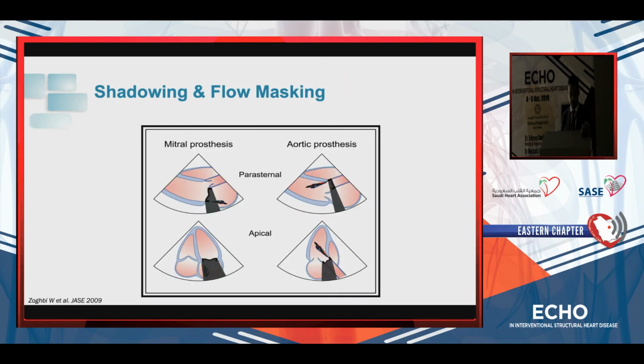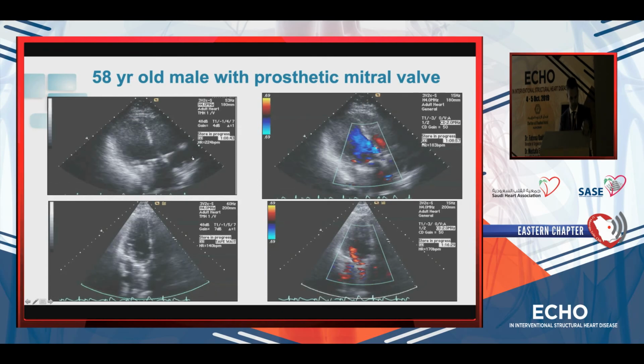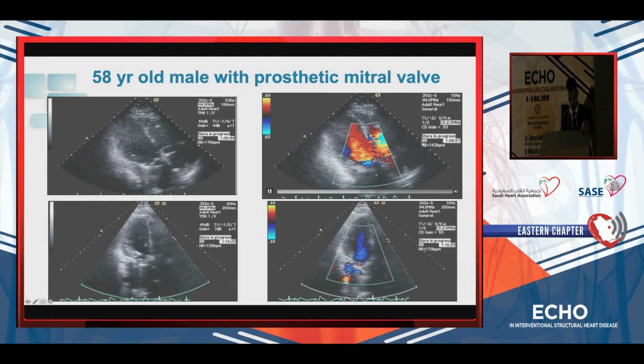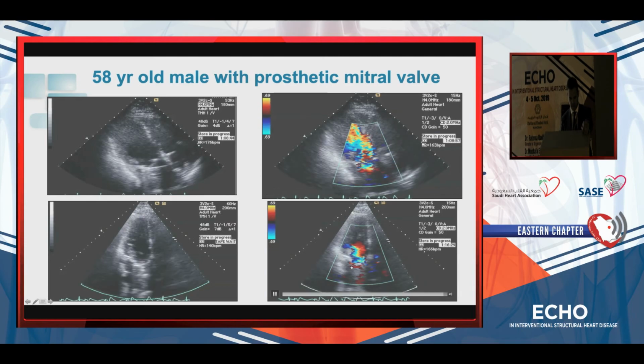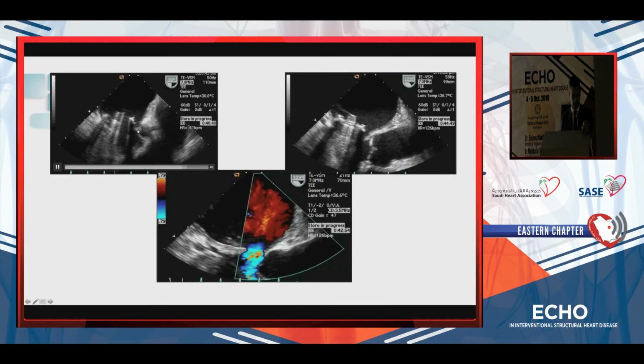And again, shadowing and flow masking is crucial, especially if we're looking at the mitral prosthesis. The prosthesis itself can cause quite a lot of flow masking, and especially for paravalvular leakage, the transthoracic imaging can be really impaired compared to when we do an assessment of the aortic valve. So just to show you, I found one of these cases where we can see the 2D images, and we can see quite some turbulence going on over here, but it's not really clear what is going on.